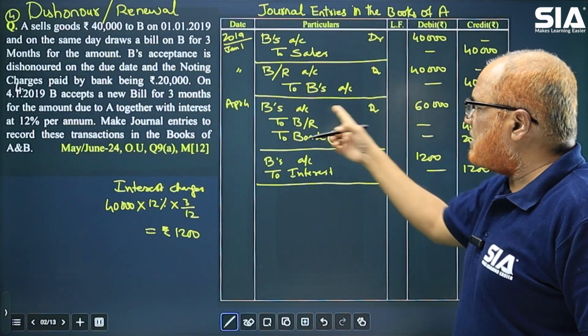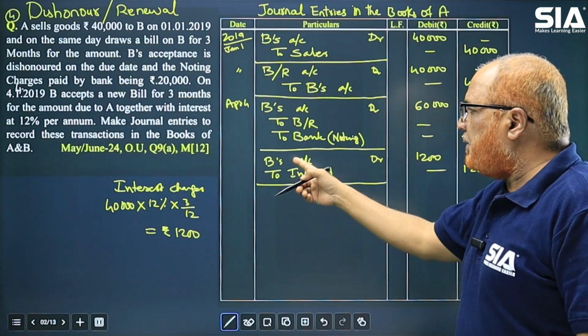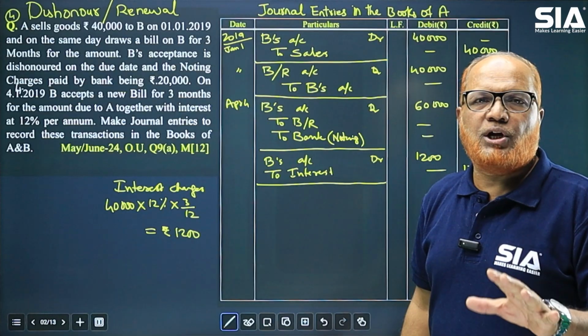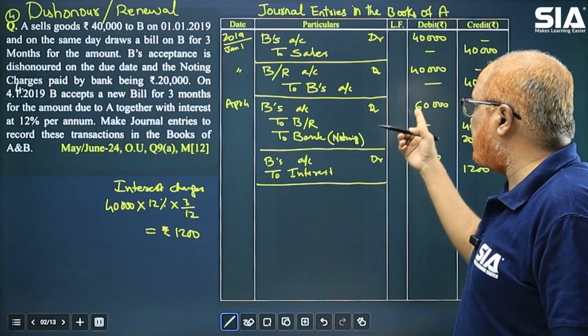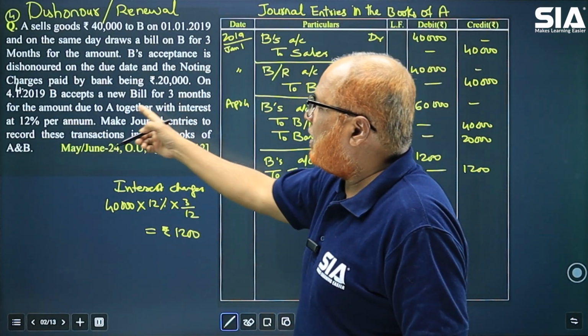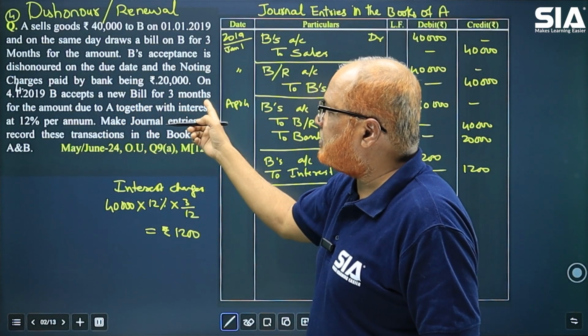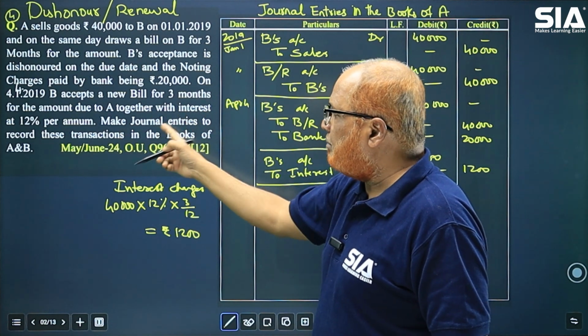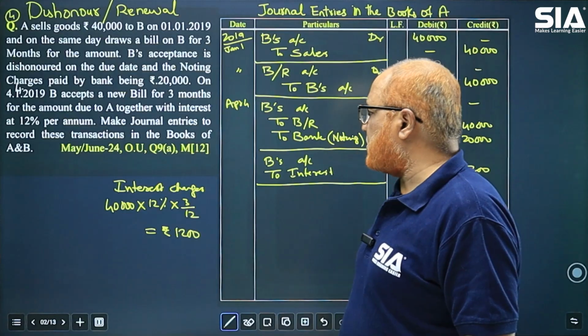Now B's account is debited here 60,000. Here B's account is debited by 1200. So total amount due from B is 61,200. Now a new bill is drawn for the amount. B accepts a new bill for 3 months for the amount due together with interest at 12% per annum. Make the journal entries to record this transaction.